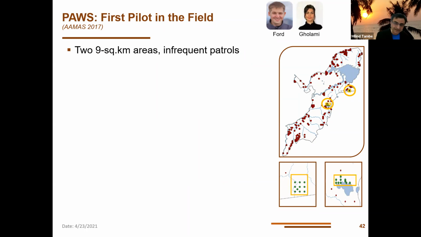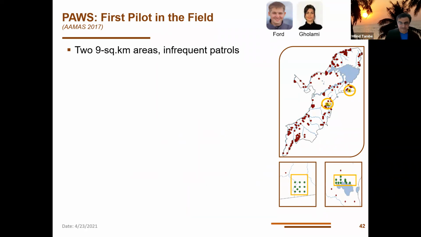We identified 2 nine-square-kilometer areas that are shown with these green dots. You can see that they don't overlap with the red dots, which is where snares have previously been found. We are essentially asking rangers to go to these infrequently patrolled areas. They're not patrolling these areas. We're telling them, you're going to find snares there, even though you're not patrolling them.